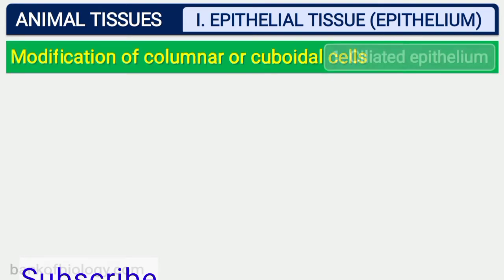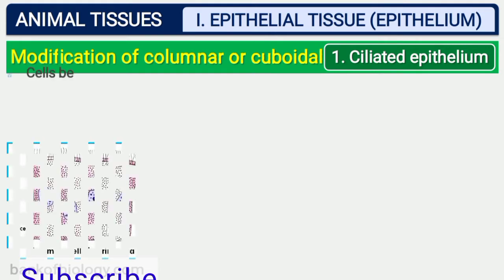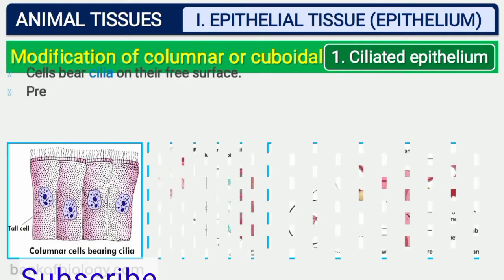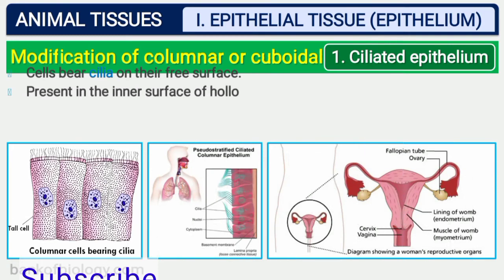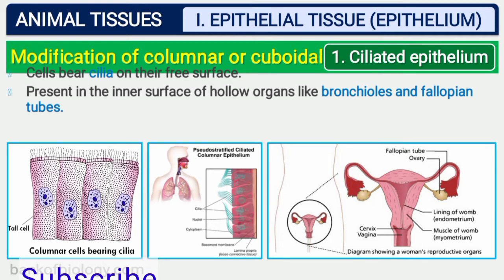Next we are looking at modifications of columnar or cuboidal epithelium. First of all is ciliated epithelium. Cells bear cilia on their free surface area. Cilia are hair-like extensions, present on the inner surface of hollow organs like bronchioles and fallopian tubes. Bronchioles are in the lungs, whereas fallopian tubes are in the reproductive structure of the female, as you can see in the diagram. What is its function?